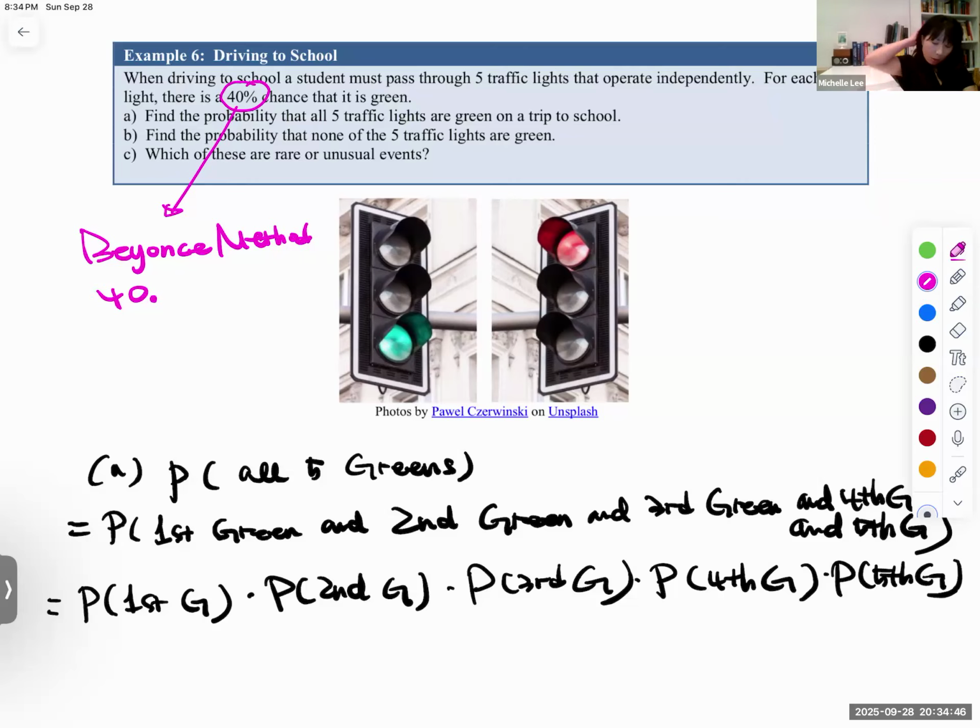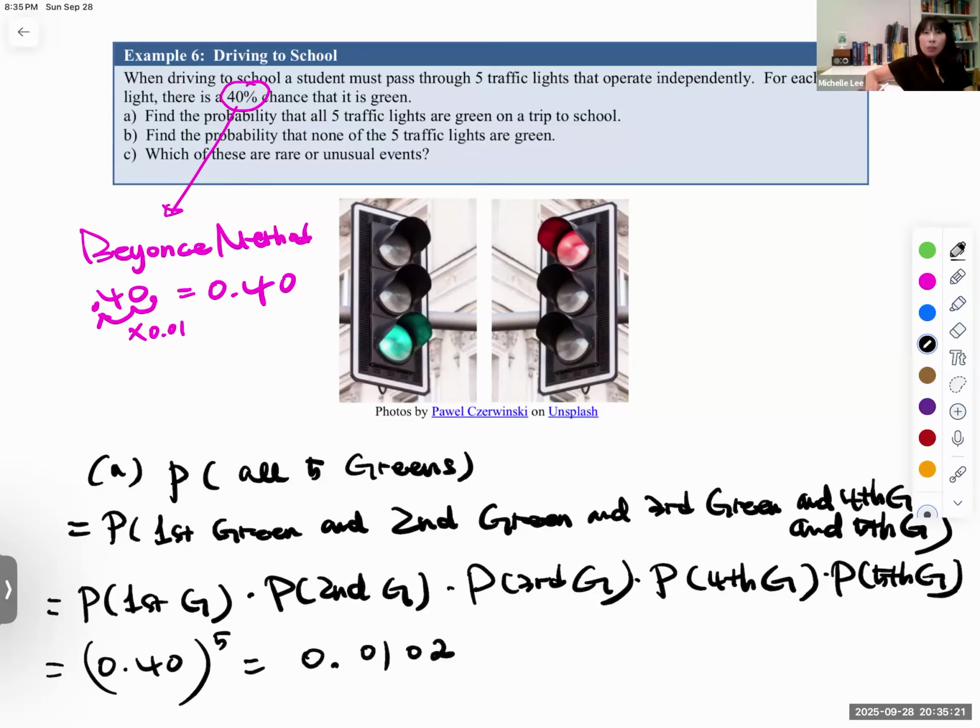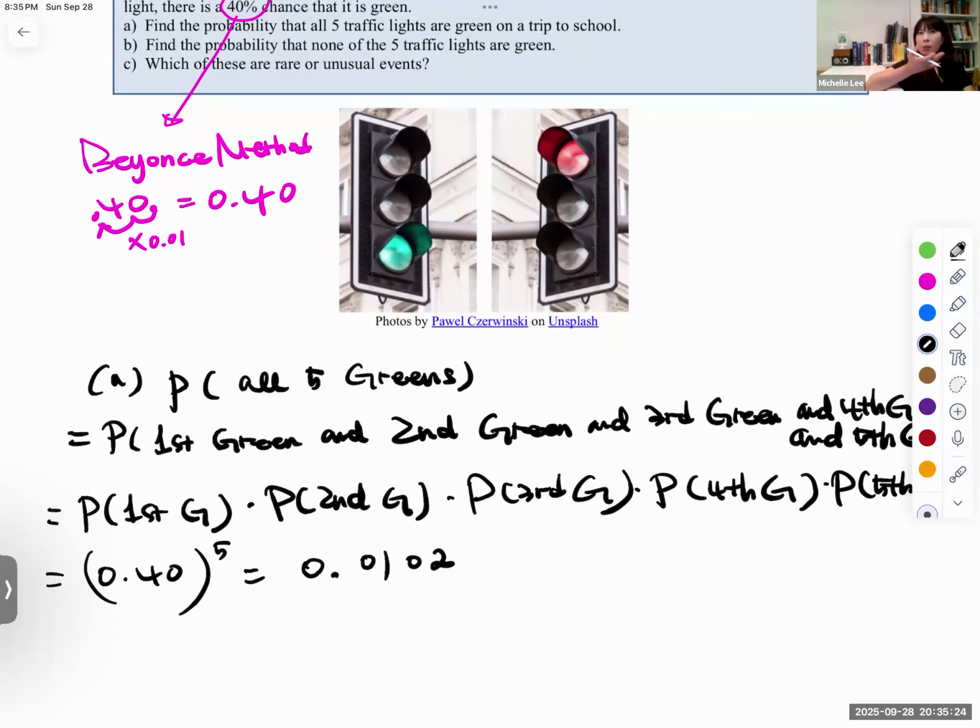So pretend to point to there, decimal point to there, 1, 2. So that will be 0.40, yeah? Basically 0.01. All right, so we will get 0.40 times 0.40 times 0.40, right? So until where? Fifth power, right? So 5 times. So what do you get? So we have 0.0102. So there is about a 1% chance that all the traffic lights will be green.